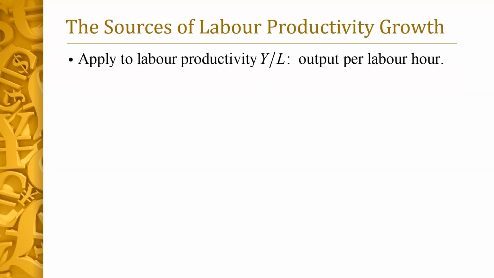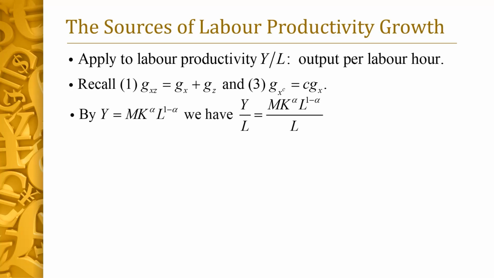We now decompose the growth rate of labor productivity, Y over L, output per labor hour. We again reproduce rules 1 and 3 for convenience. We first replace output Y in the numerator with its expression in the Cobb-Douglas production function. Next, we combine the terms that involve L in the numerator and denominator to obtain L to the negative alpha. We now combine the K and L terms, writing the result as the ratio of K over L to the power alpha.